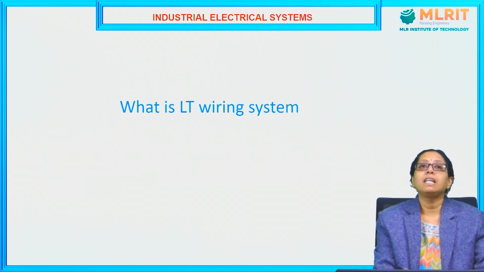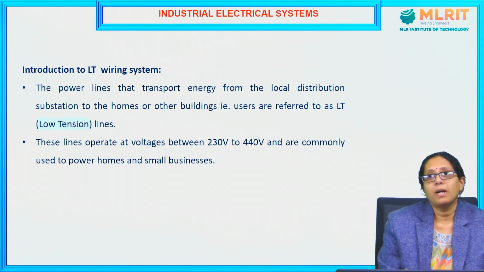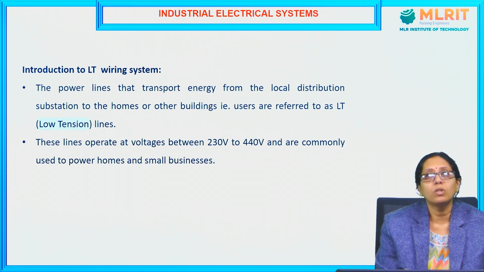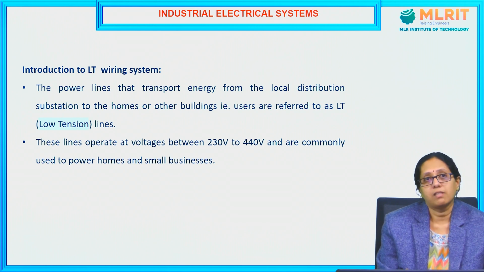What is LT wiring system? Introduction to LT wiring system. There are mainly two types of wiring system, that is LT wiring system and HT wiring system. LT wiring system means low tension wiring system, which is mainly used for low voltage applications, and HT wiring system, which is mainly used for high voltage appliances.